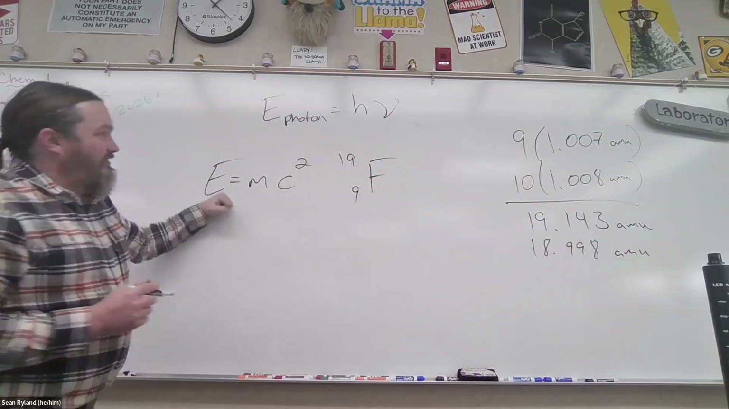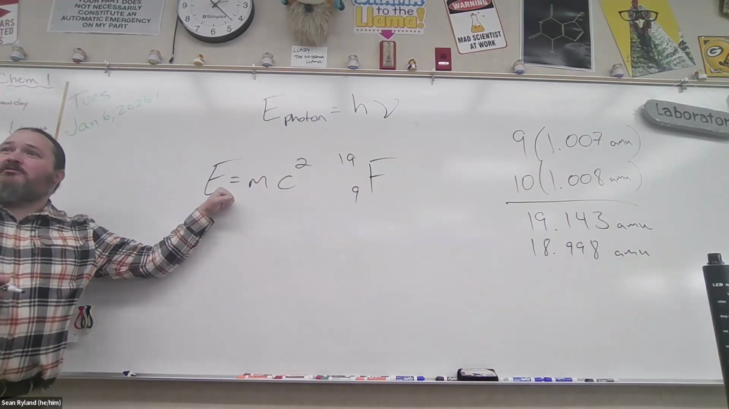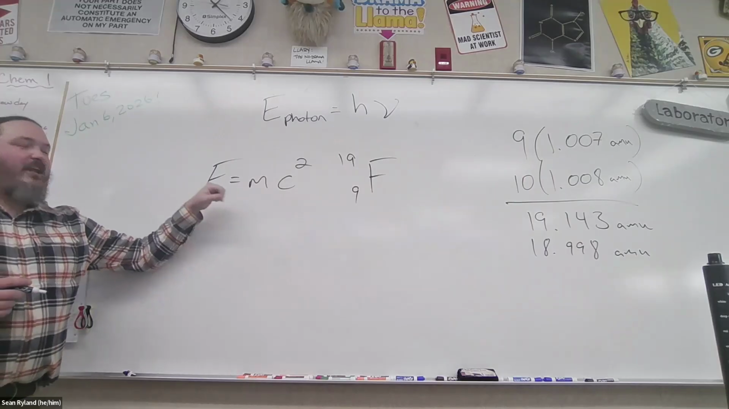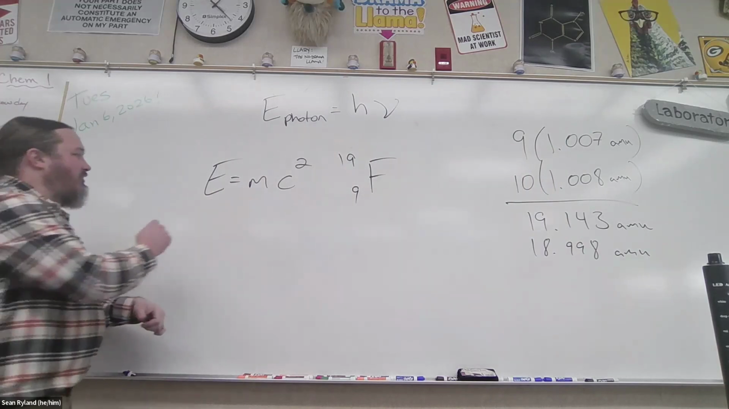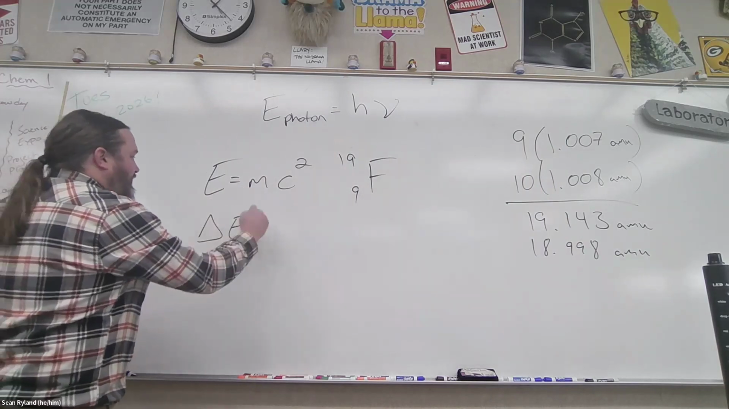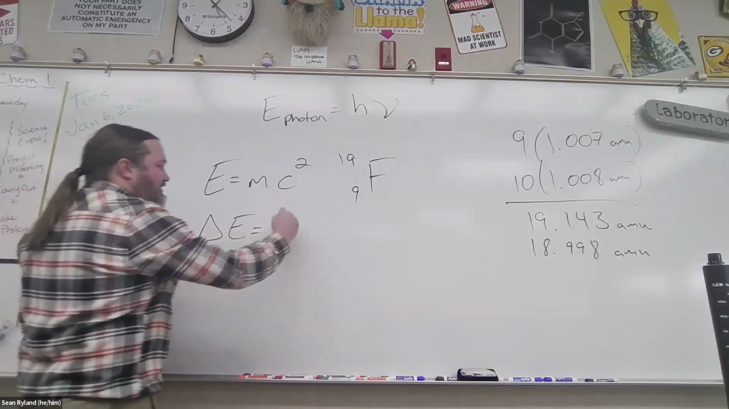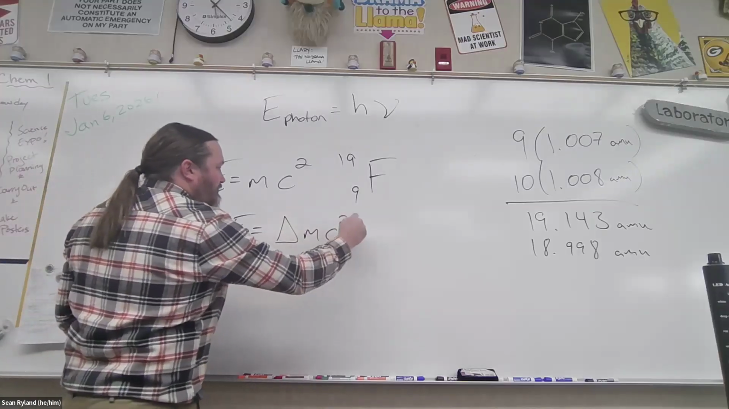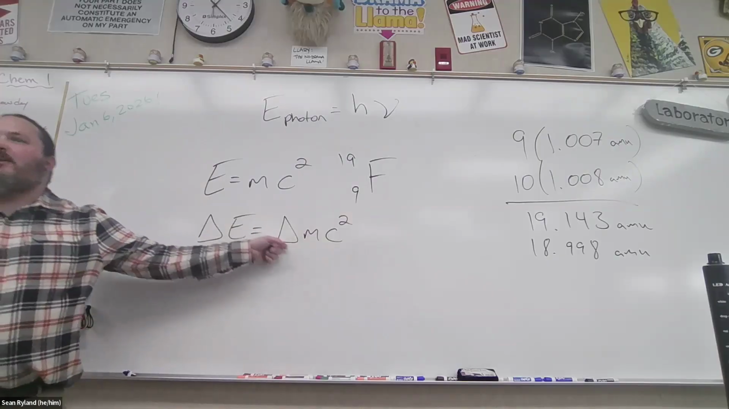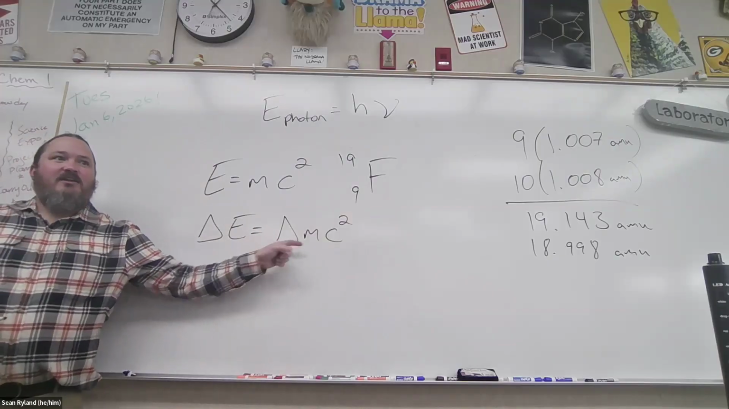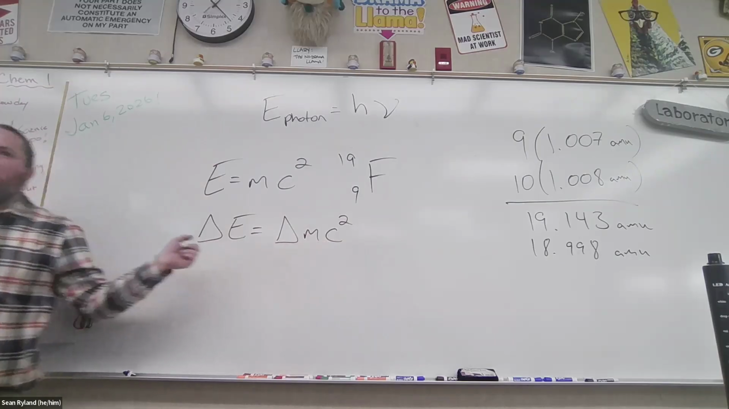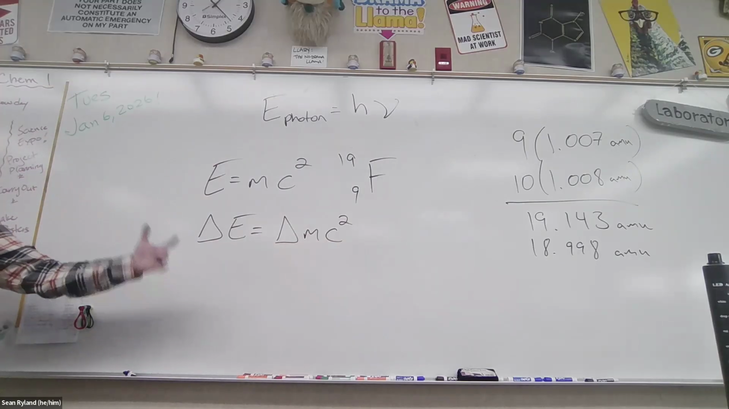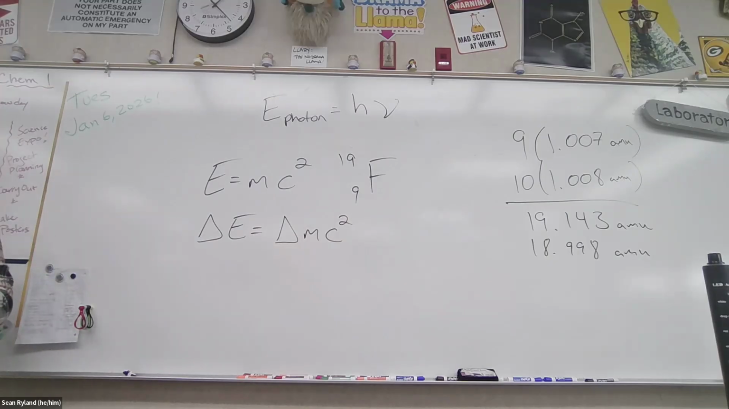I actually don't like this version of this equation because we're pretty much always going to be dealing with changes in mass or difference in mass. So in general, I think it works better to put delta in front of the energy and delta in front of the m. Whatever your change in mass is, times the speed of light squared, is going to give you your change in energy compared to all the pieces separate versus all the pieces in one nucleus.